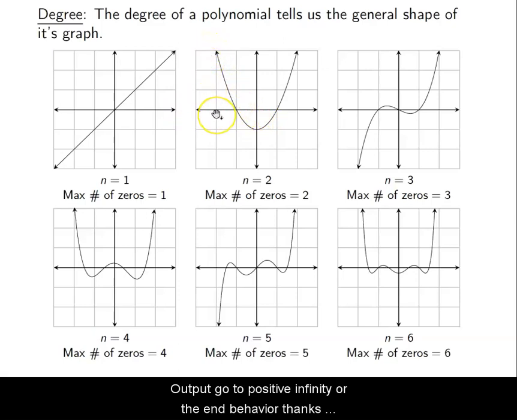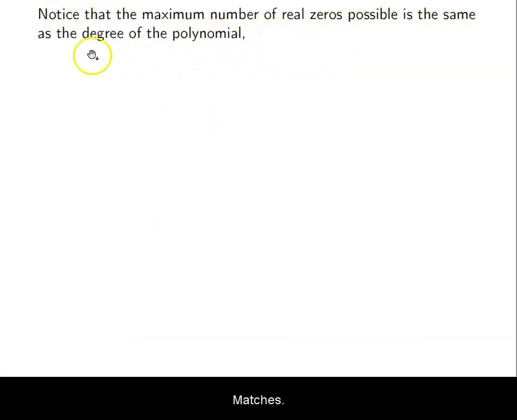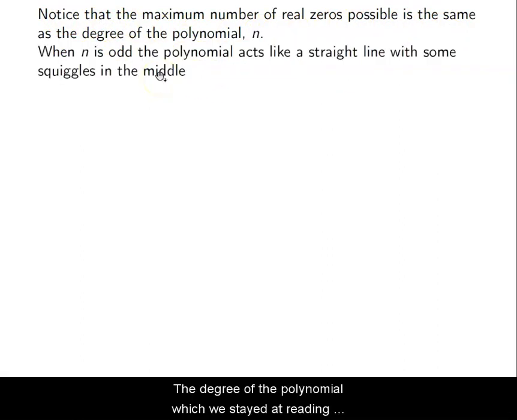So what we call these are the end behavior. So again, notice that the maximum number of real zeros matches the degree of the polynomial, which we stated already.